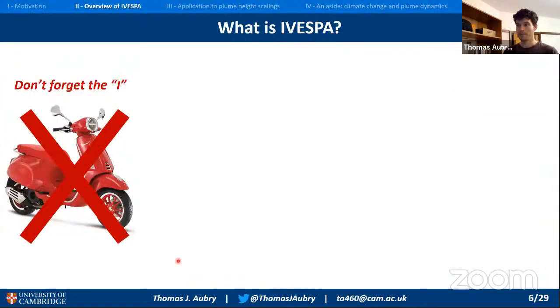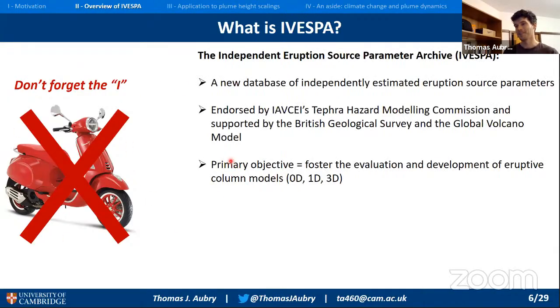So what is IVESPA? First, don't forget the I. If you Google IVESPA, that's most likely what you're going to see. So we are not doing a scooter for volcanologists. It stands for Independent Eruption Source Parameter, Volcanic Eruption Source Parameter Archive. Even I got my acronym wrong, so that's a bit deceiving. But essentially, it's going to be a new database of independently estimated eruption source parameters.